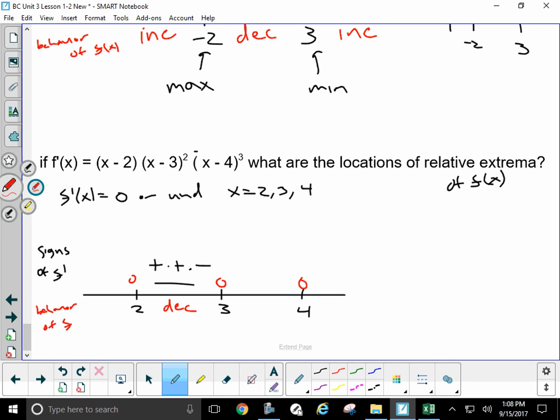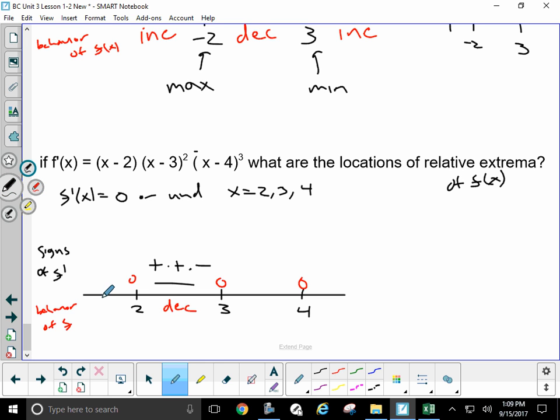Check to the left of 2 again. Good, but at 3, you need to flatten out. See if you can get that. Okay, let me just show you here and we're going to do more of these.